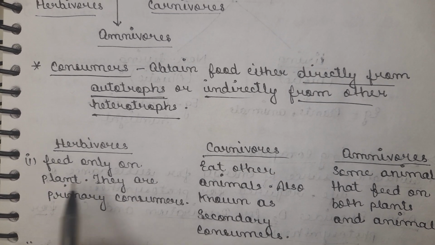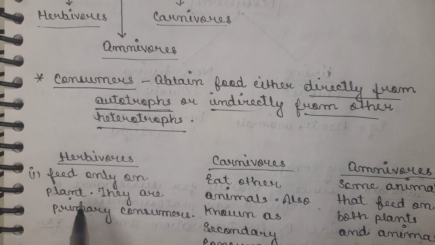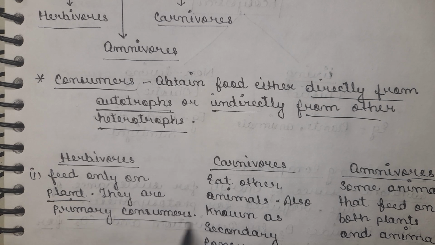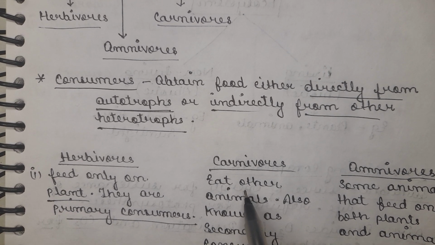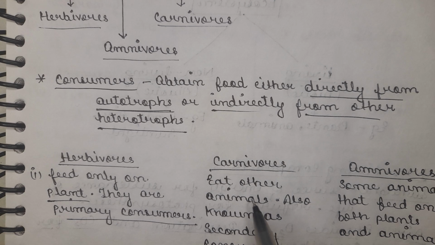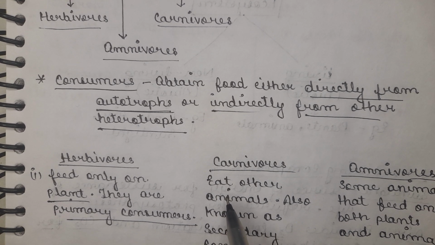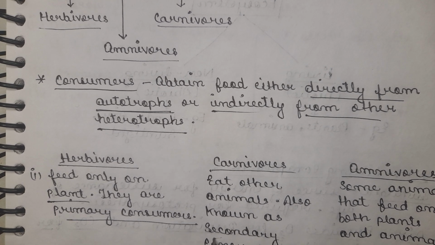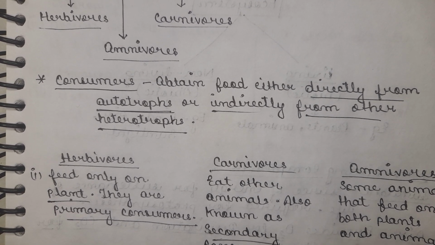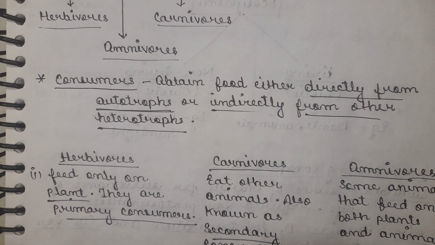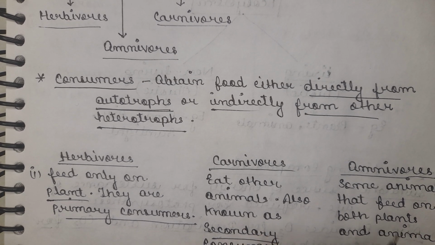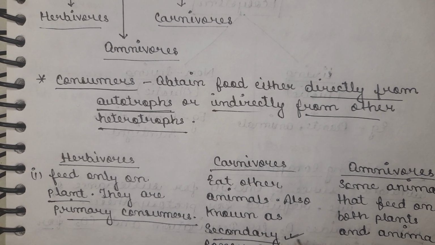Now herbivores are basically those organisms or animals that only feed on the plants, and these are also known as primary consumers. The carnivores are basically the animals that eat animals, those organisms which feed only on other animals. So they are also called the secondary consumers. Sometimes many carnivores feed only on herbivores. So those carnivore animals are called primary carnivores.